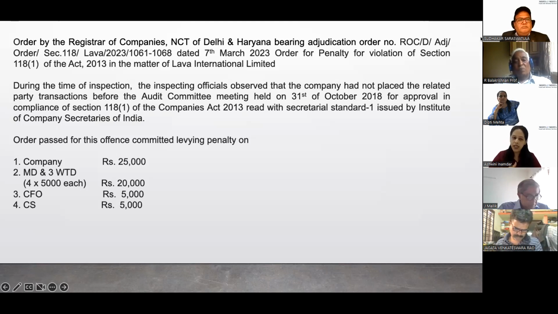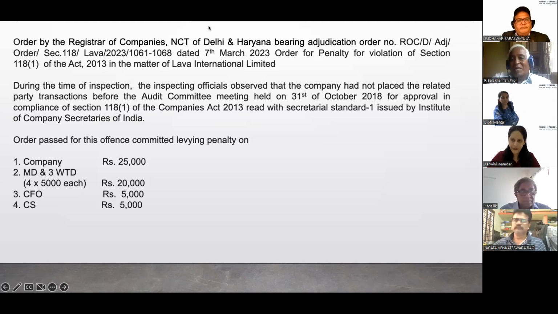CFO and the company secretary were also placed. So the audit committee approval was not taken as per the secretarial standard and the guidance note of the Institute of Company Secretaries. So ROC has gone ahead at the time of inspection and penalized the company. So with this, I close my presentation. Over to you, Bala sir.